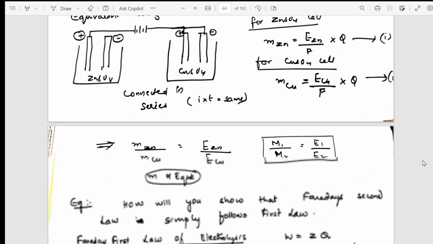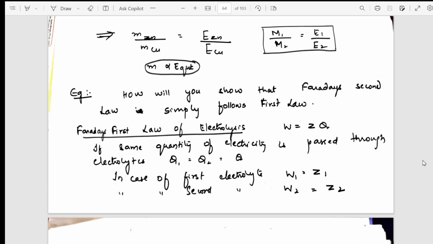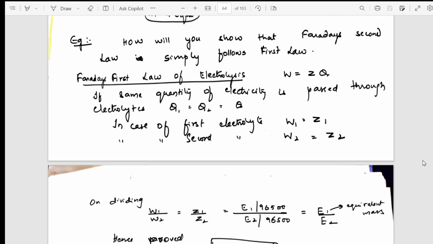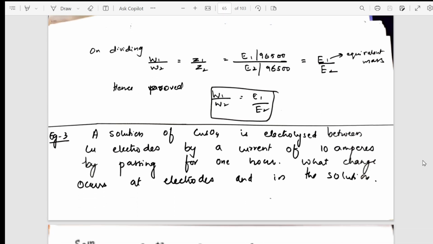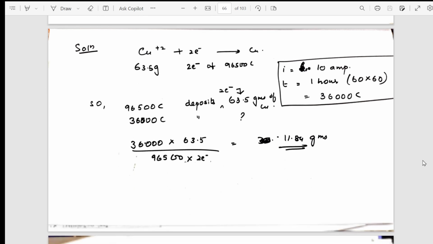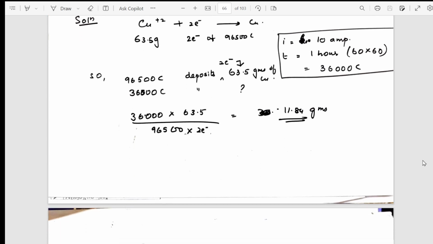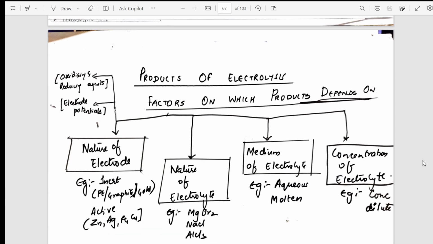Then gradually, taking the formula, I have picked up different concepts, different formulas, and added what actually is E1, what actually is E2. And numericals also have solved this page. All right. So this is done with the Faraday's laws, numericals. Now, last topic, that is product of electrolysis. Very important topic, students. So product of electrolysis, what it depends upon.